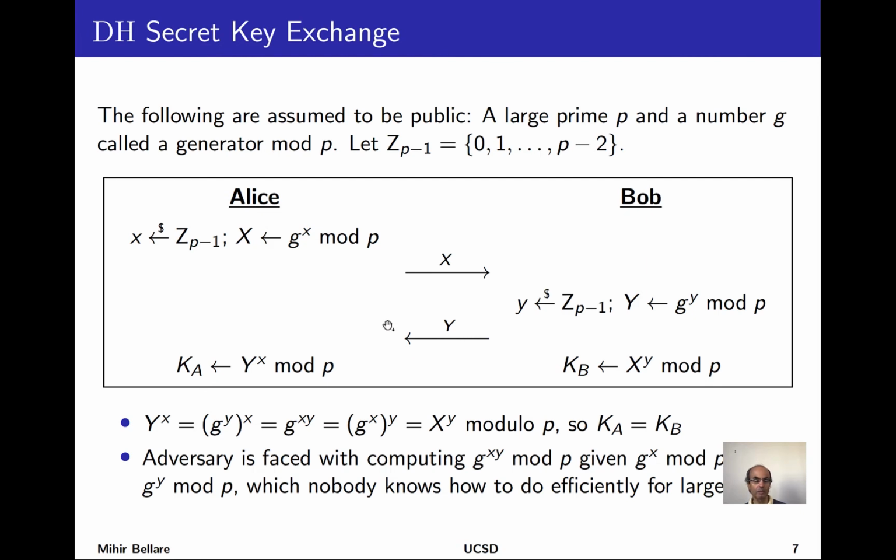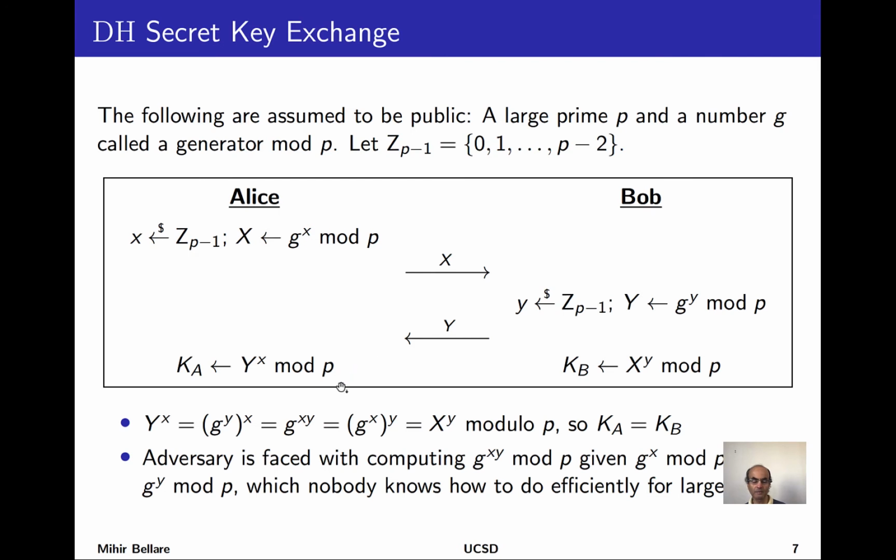Alice then will pick a random number x in this range. This means a number between 0 and P minus 2. She will then multiply G by itself x times, raise G to the power x, but take the result mod P and transmit that to Bob. And Bob simply does likewise, picks a random number y in that range, raises G to the power y, takes the remainder mod P and sends that over.